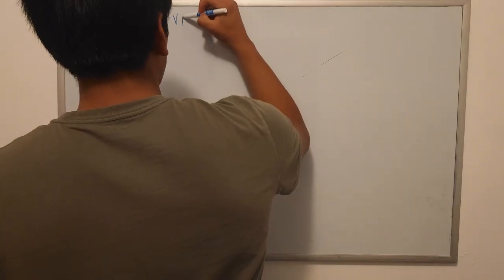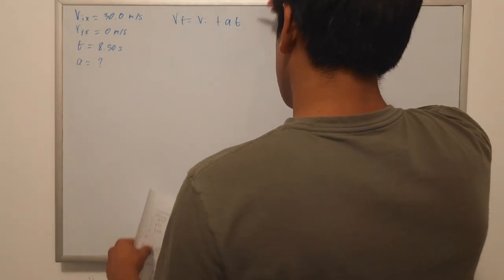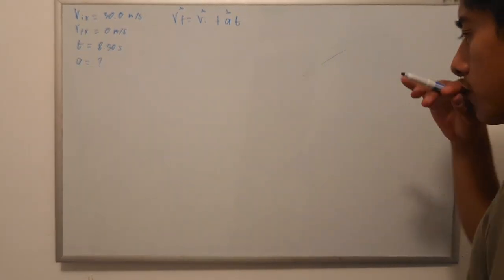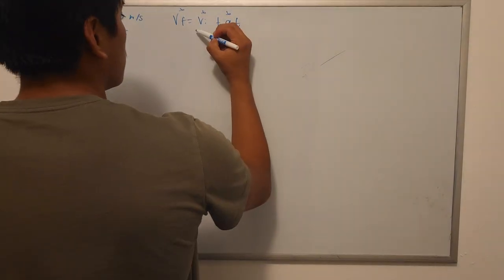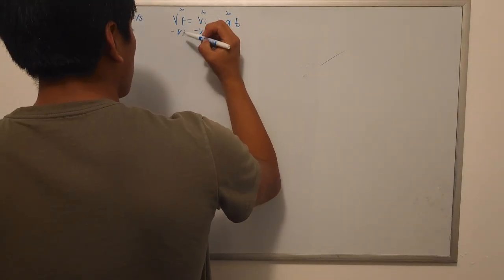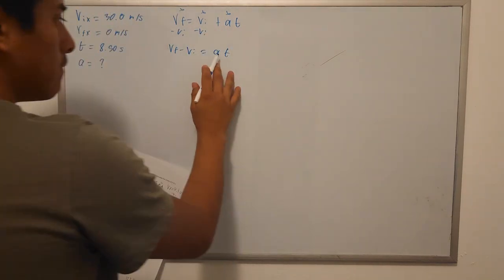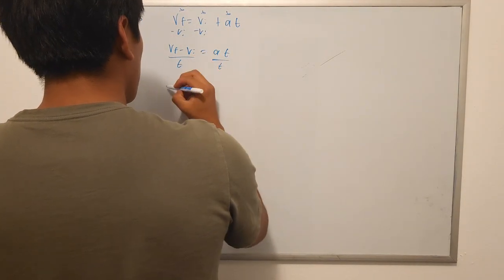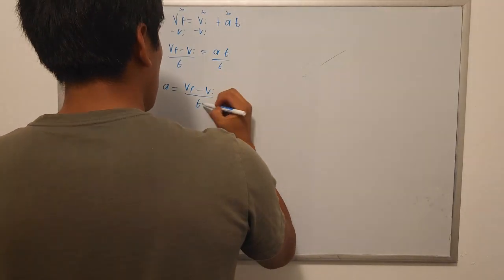So we're going to use this equation: velocity final equals velocity initial plus acceleration times time. And all of these are vectors. So we're looking for acceleration, so we're going to rearrange this equation and isolate acceleration. So we can subtract vi. And then we want acceleration by itself, so we can divide by t. So then we get that acceleration is equal to velocity final minus velocity initial over t.